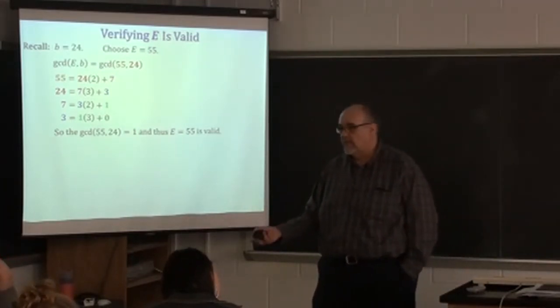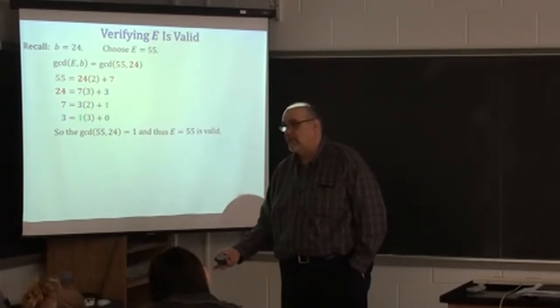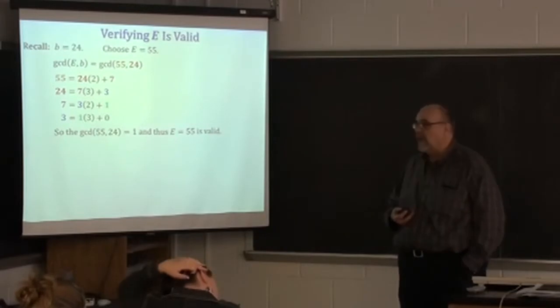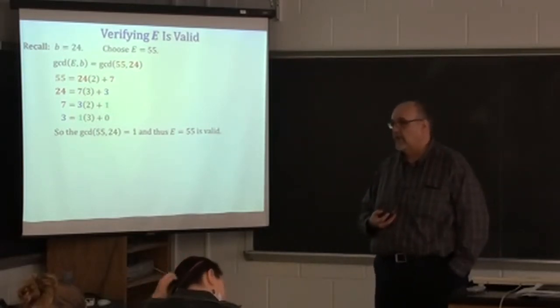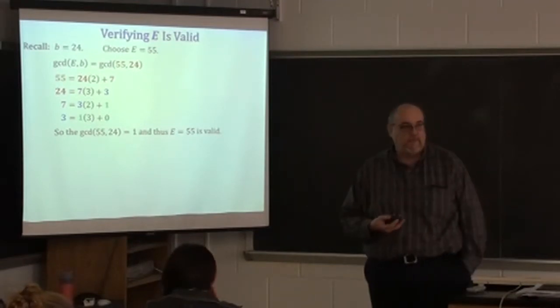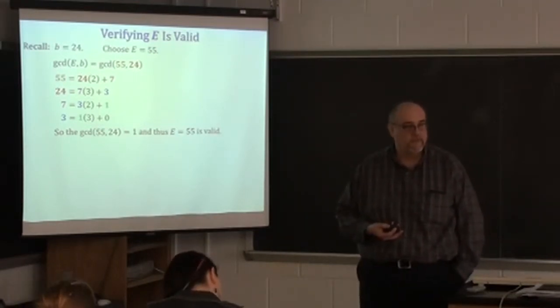Now you'll notice I didn't pick a prime. I picked an odd number that wasn't prime. But it is still relatively prime with 24. So E equals 55 would be a valid exponent to use.